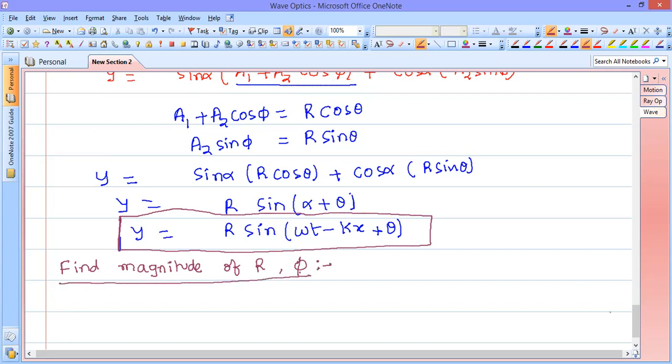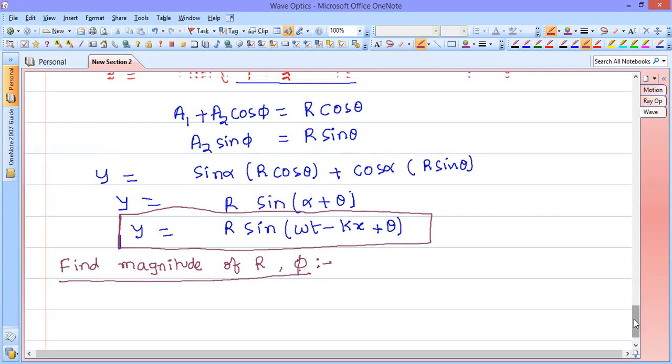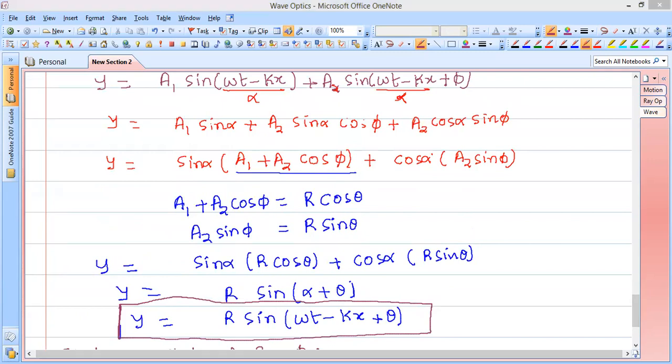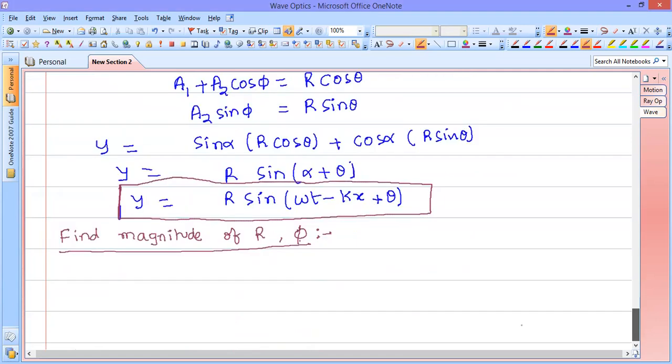Find the magnitude of capital R and phi. Till now, is it okay? Yes, sir. Now, I will call this equation 1 and this equation 2. Squaring and adding, that is R square cos square theta plus R square sin square theta.